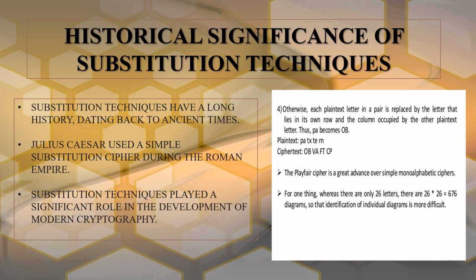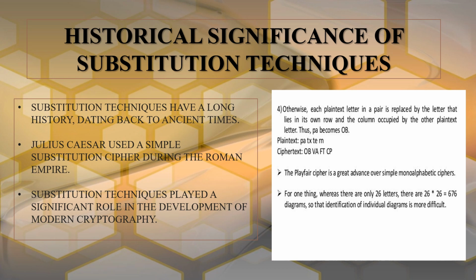Historical significance of substitution techniques. Substitution techniques have a long history dating back to ancient times. Julius Caesar used a simple substitution cipher during the Roman Empire. Substitution techniques played a significant role in the development of modern cryptography.